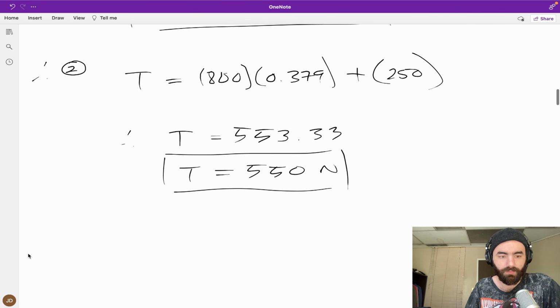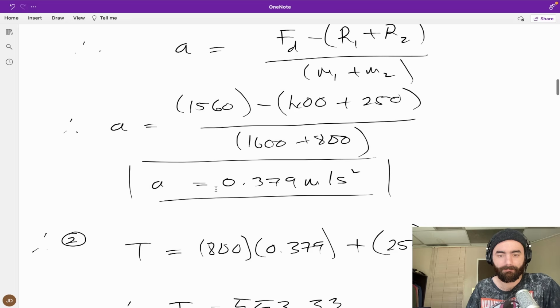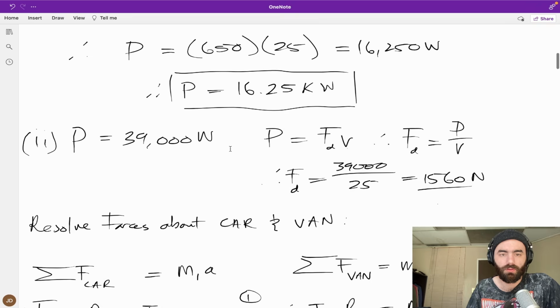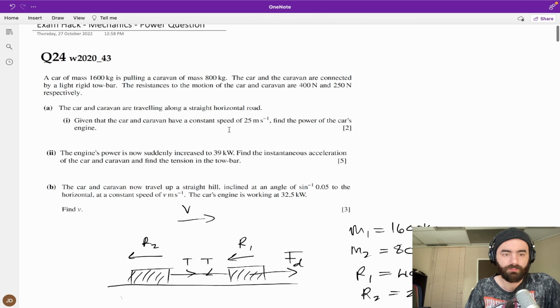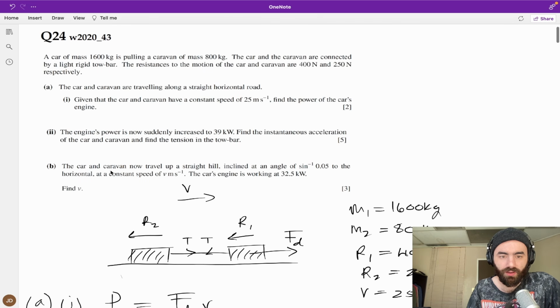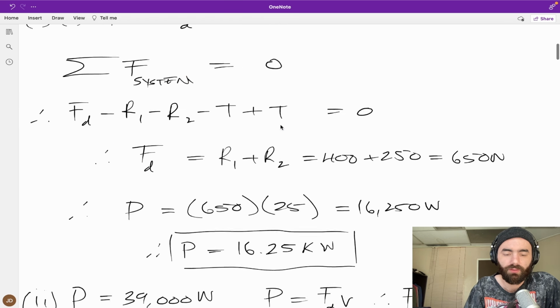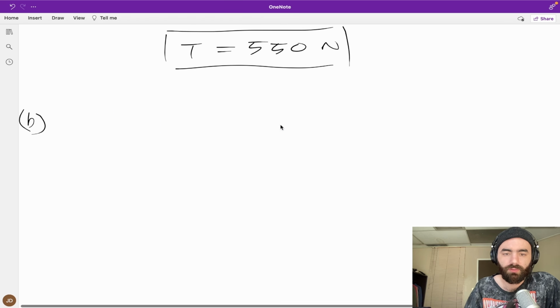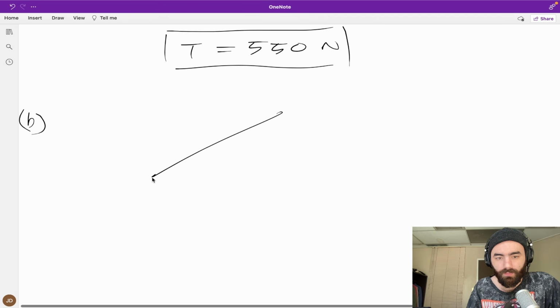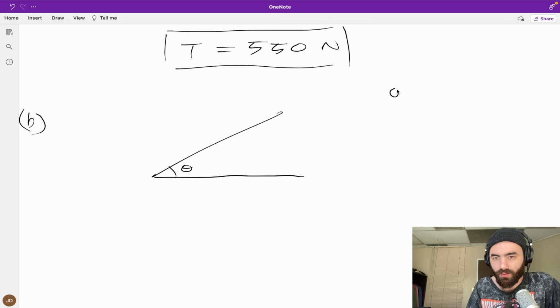Then we need B. The car and the caravan are now traveling up a hill at incline theta to the horizontal at a constant speed V. The car's engine is working at 32.5 kilowatts. Find V. Okay, let's redraw it. So it's now moving up a hill with theta.